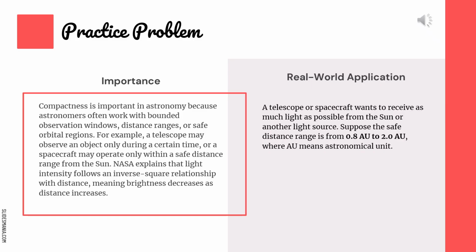Now, in a real world application, a telescope or spacecraft wants to receive as much light as possible from the sun or another light source. Suppose the safe distance range is from 0.8 AU to 2.2 AU, where AU means astronomical units.